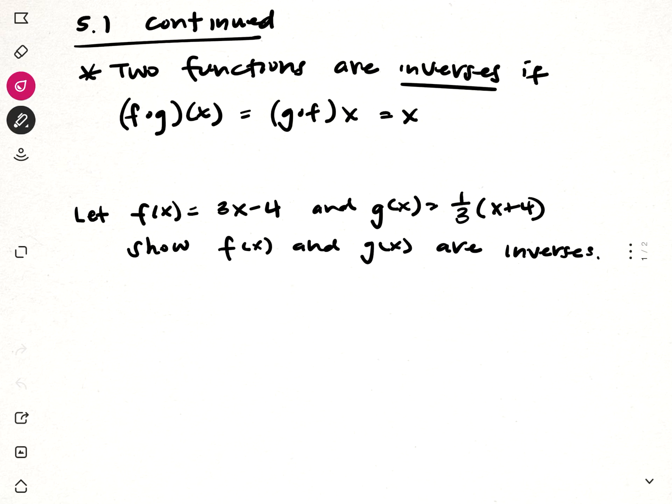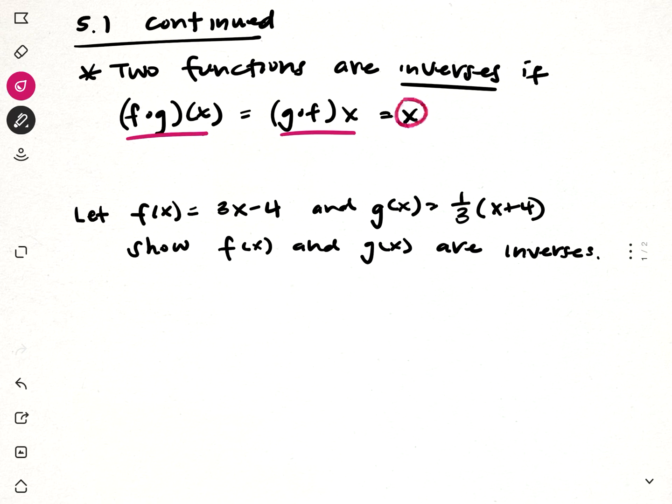All right, welcome back. We're looking at 5.1. Today we're continuing on from what we were doing last time. We're talking about composite functions. So let's go a little bit further into composite functions and why they're important. One way that they're important is that we can show that two functions are inverses. That's true if when we compose f of g and g of f, they come out to the same thing, which is just x.